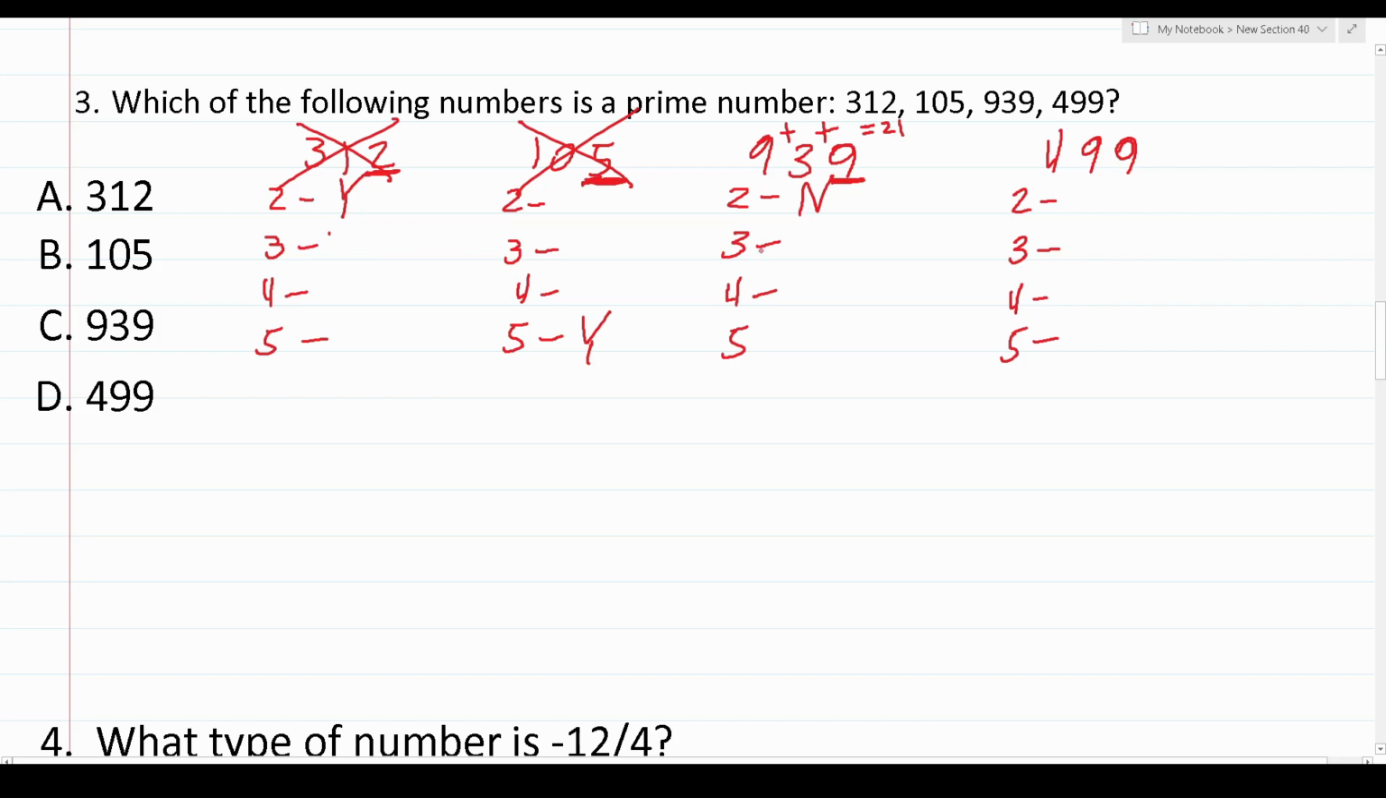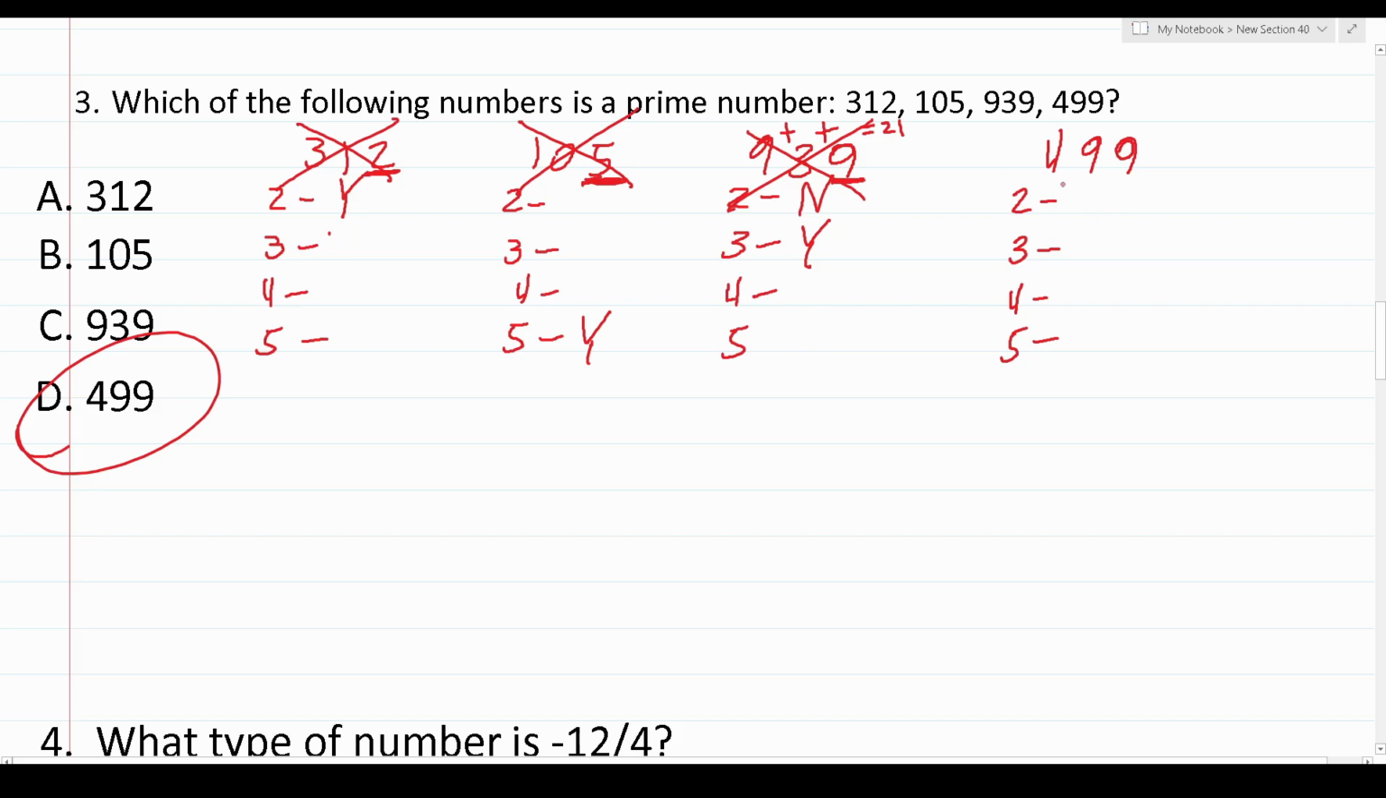21 is divisible by 3. 21 divided by 3 is 7. And since the sum of these digits is divisible by 3, I also know 939 is divisible by 3. And since 939 is divisible by 3, it's divisible by more than just 1 and itself, which means it's not prime. All right, let's check 499. At this point, you should say 499 is the correct answer because we've checked all the other ones.